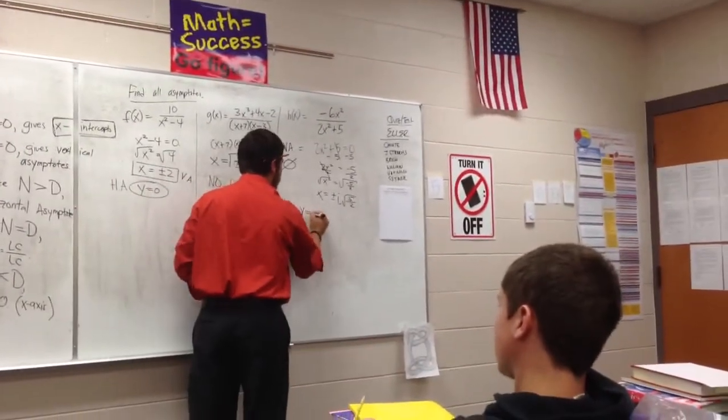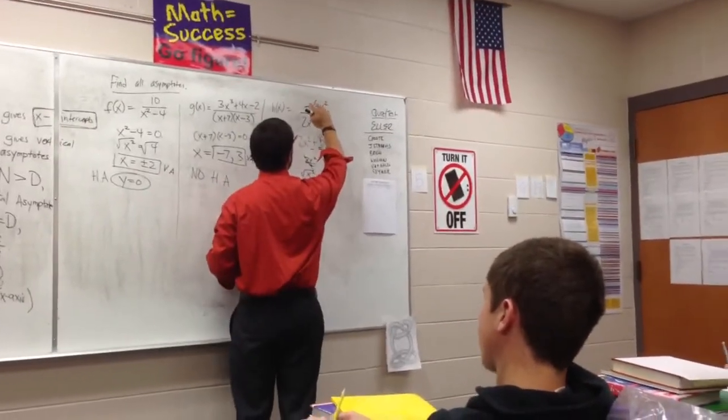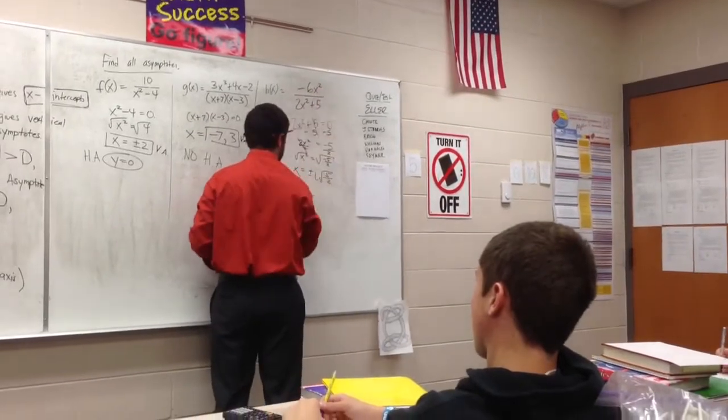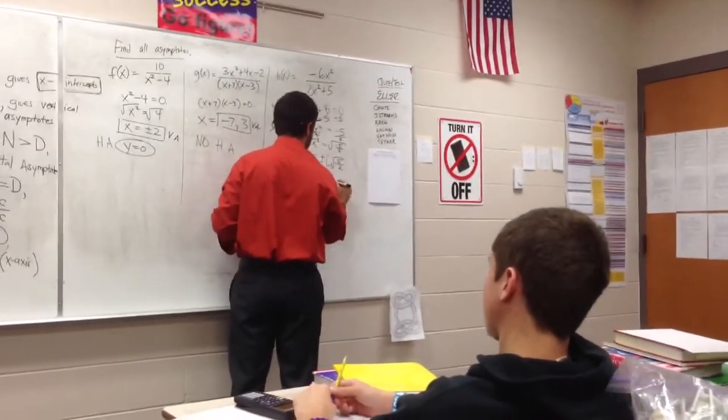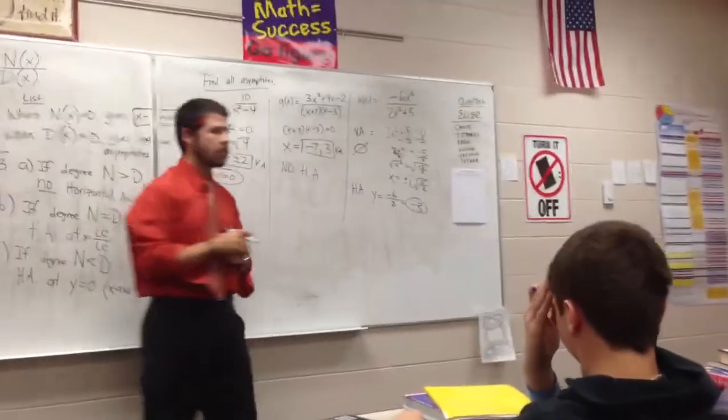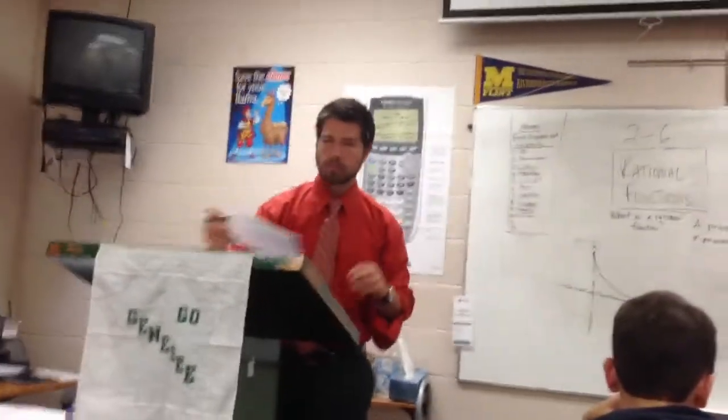Okay? My leading coefficient is the coefficient of the highest degree term, which is -6 over 2, or -3. That's where my horizontal asymptote is located. That is awesome.